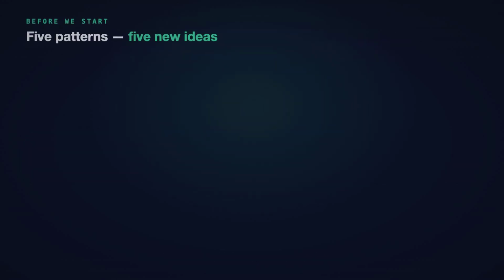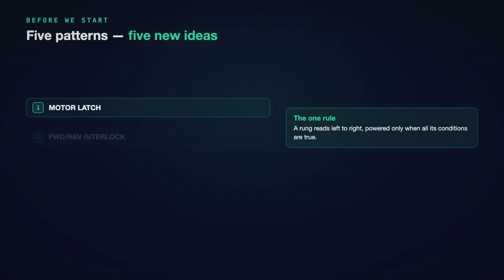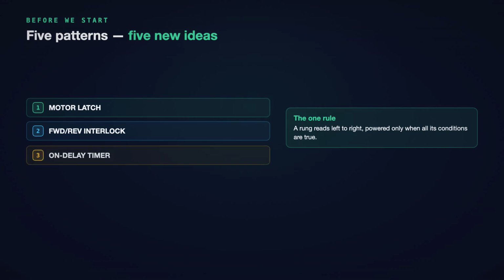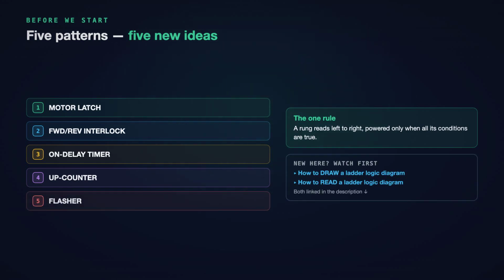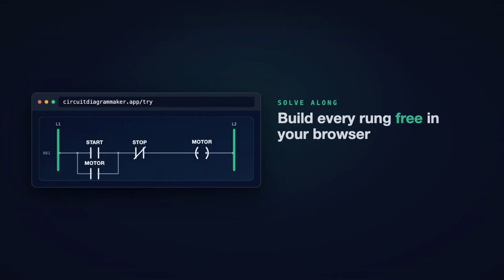Let's solve all 5. Quick ground rules before we start. Every rung reads left to right, powered only when all its conditions are true. If drawing rungs is new to you, watch the How to Draw episode first. If reading them trips you up, the How to Read episode is the one you want. Both are linked below. Here, we assume you can read a rung, and we spend our time solving real problems. 5 patterns, 5 new ideas, a latch, an interlock, a timer, a counter, and an oscillator.